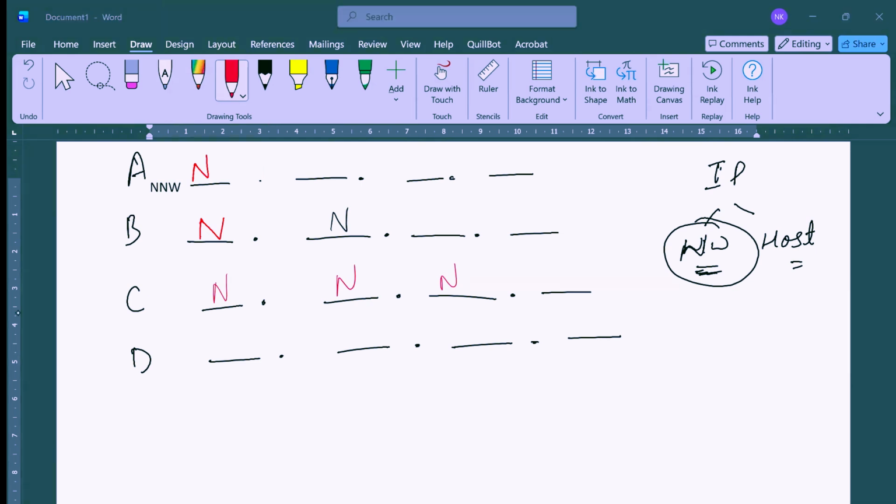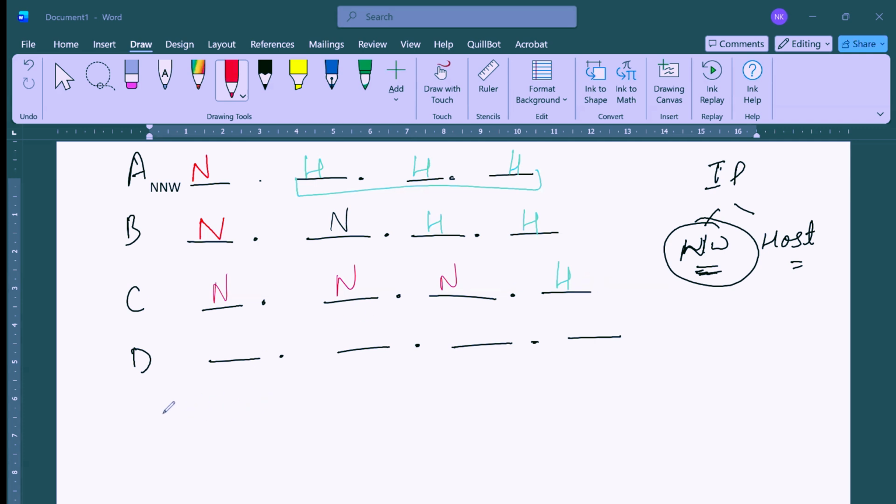Now, how do you represent the host IDs in this? In class A, the rest of the octets will be used for representing the host ID. In class B, the last two octets will be used for representing your host IDs. In class C, the last octet will be used for representing the host.